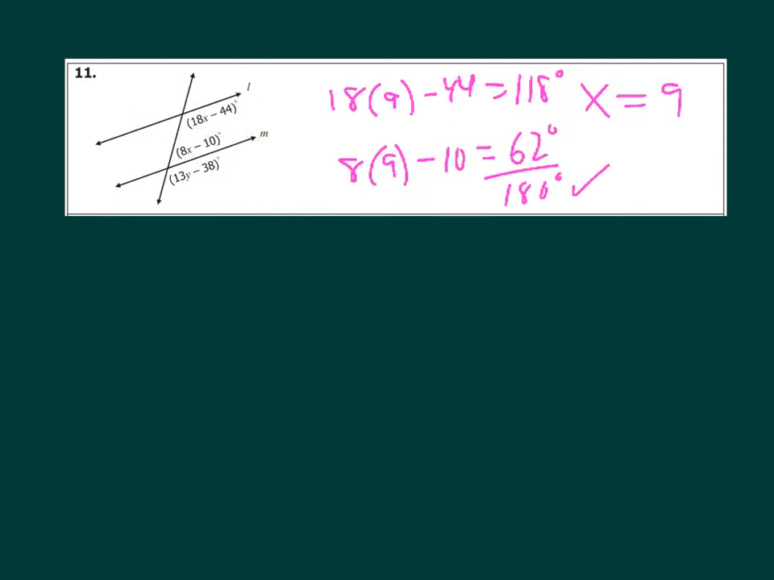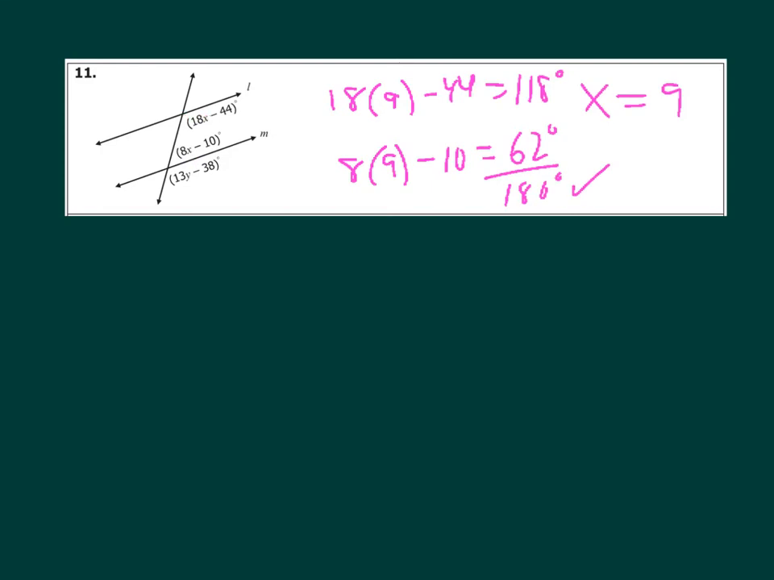Now what you should notice is that I have calculated the value of this angle here, 18 times the value of x equals 9. 18 times 9 minus 44 gives me 118. So this angle here is 118. And then 8 times 9 minus 10 is 62. This angle here is 62. When I add those up, I get 180. So I feel comfortable about both of these angles.